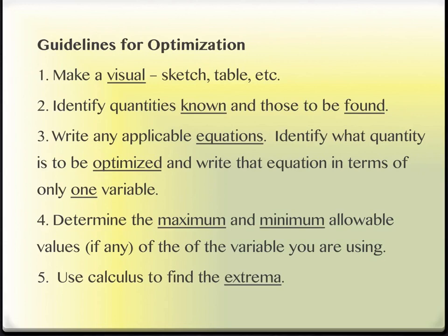Step 4, determine the maximum and minimum allowable values, if any, for the variable you're using. So I mentioned something just a moment ago about fuel efficiency. If you were looking for fuel efficiency, obviously you can't have negative fuel efficiency, right? You don't get negative miles per gallon. It doesn't work like that. But there is also a maximum. I mean, you're not going to get 100 miles per gallon either. Right? There is a point at which there is no ability to get something to happen. So there's often, almost always, sort of this boundedness to what you're looking at in a real-life problem.